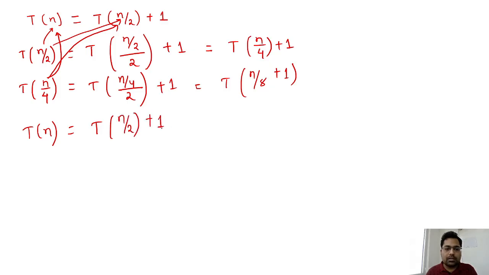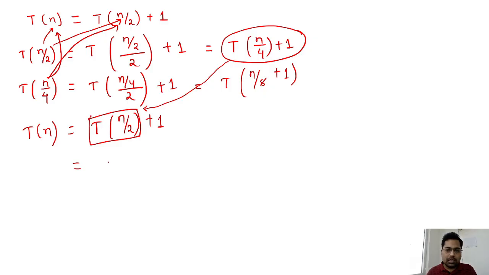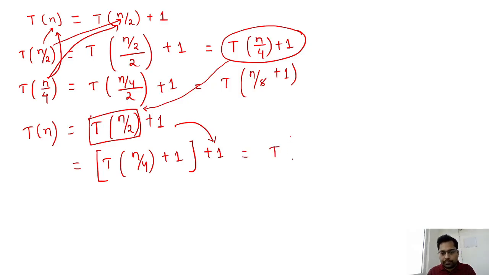Now you can check the iteration method, how it is running. T of n by 2 plus 1, I'm just writing it. Now I'm putting the value which I got here, replacing it in place of T of n by 2. You can check T of n by 2, the value is T of n by 4 plus 1. Then plus 1, which we kept as it is here. Next is T of n by 4 plus 2, simple. Or else if you want to keep a pattern, you can keep 1 plus 1. That could be a better pattern that we are expecting.